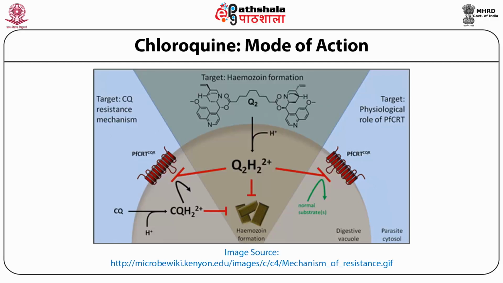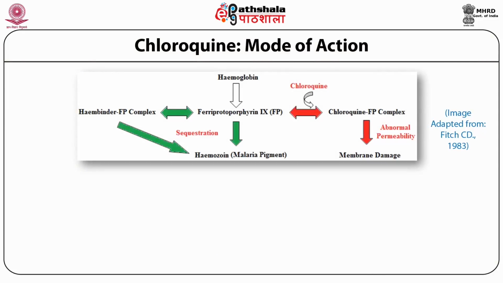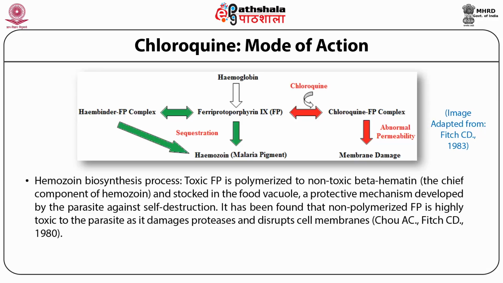So what happens is, as soon as chloroquine is given to the patient, it gets into this acidic food vacuole and disrupts the neutralization of the toxic ferriprotoporphyrin, or heme, in the parasite. The hemoglobin is utilized by the parasite to take up the globin part, and the toxic heme, called ferriprotoporphyrin 9, is polymerized to non-toxic beta-hematin and stocked in the food vacuole, a protective mechanism developed by the parasite against its self-destruction.